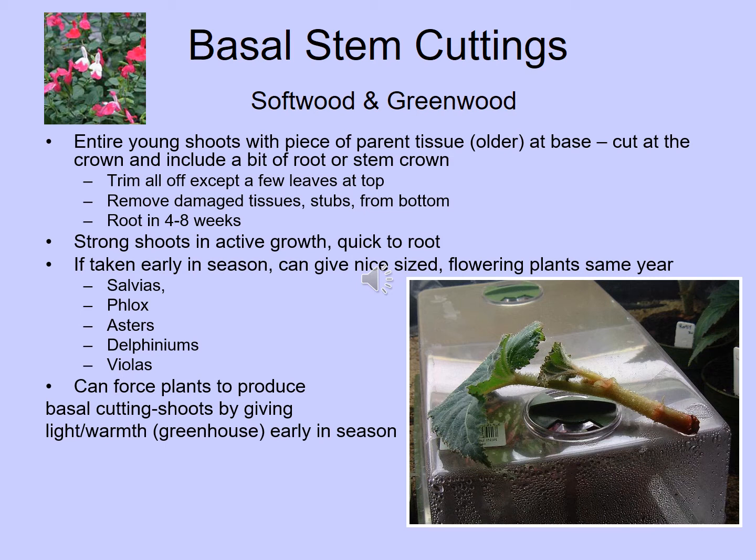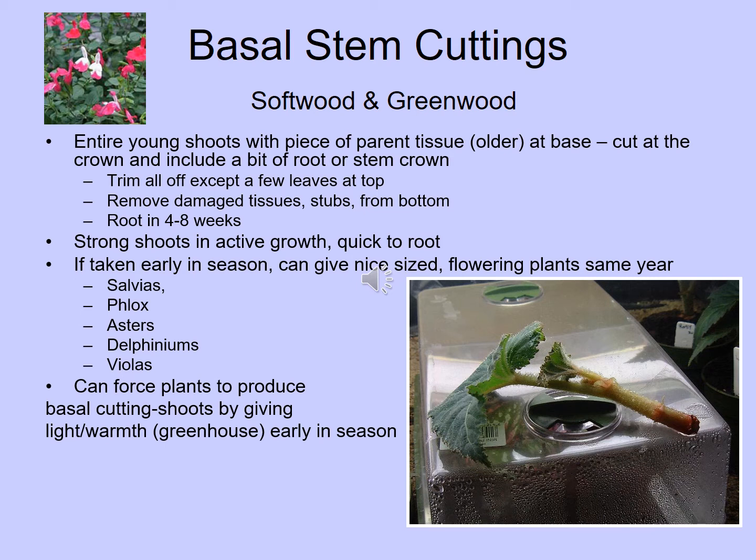A basal stem cutting is taken from certain types of plants, more herbaceous. Herbaceous means non-woody, so green, more succulent and soft. Something like in the picture, the bottom right picture is a begonia. Some plants respond well to being propagated by these types of cuttings.